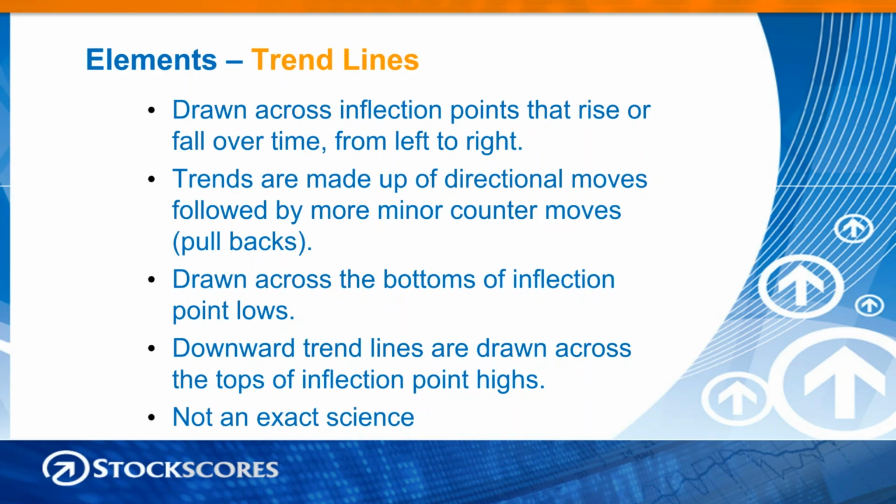So with the inflection point and optimism and pessimism, we can draw trend lines. Trend lines are drawn across inflection points that rise or fall over time from left to right. A trend is made up of a directional move followed by a more minor counter move. So we go up, we pull back, we go up, we pull back, we go up. The trend is defined by these pullbacks because that's what creates the inflection points that we can draw our line across to say that is an upward trend.